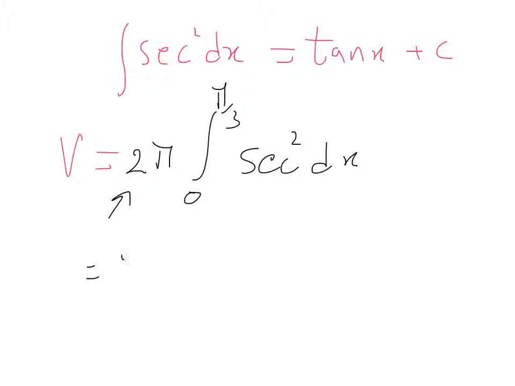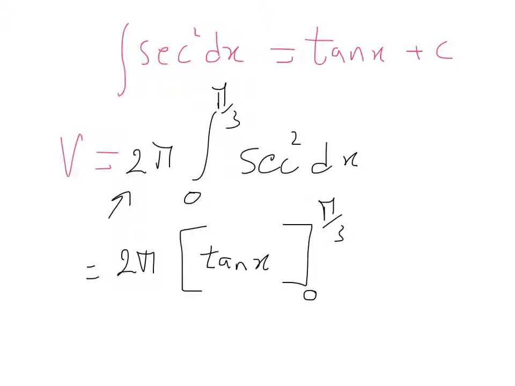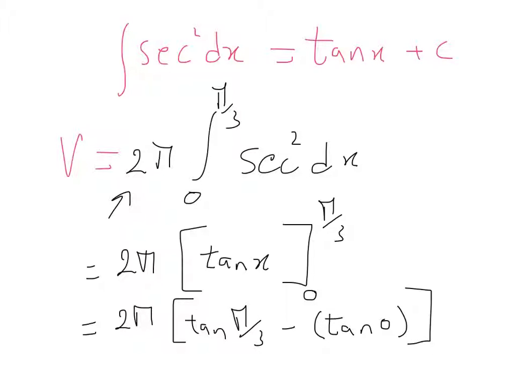So that will give us 2 pi. As I said, the integration of sec squared x is tan x, and of course it's from 0 to pi on 3, and it's pretty straightforward. Just substitute, get 2 pi, tan of pi on 3 minus, always put a bracket, tan 0, close bracket.